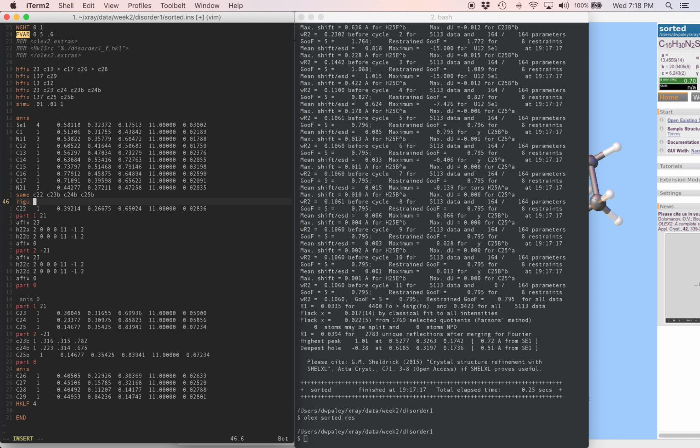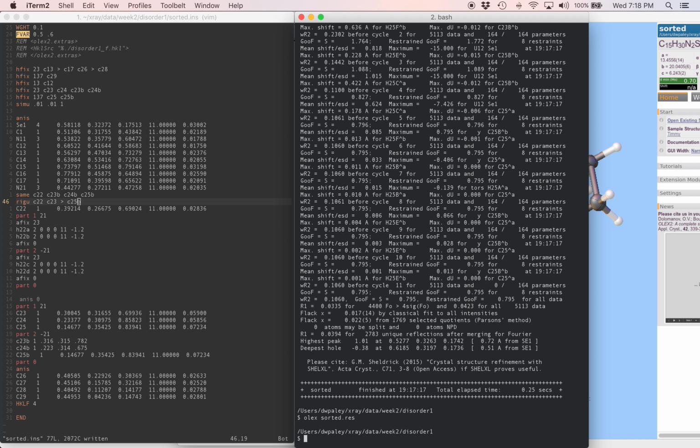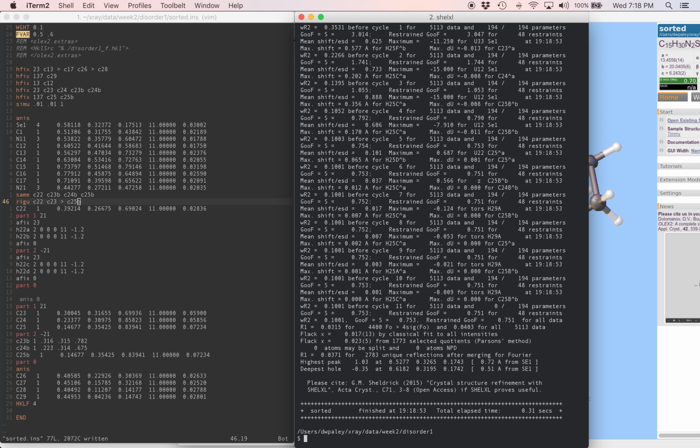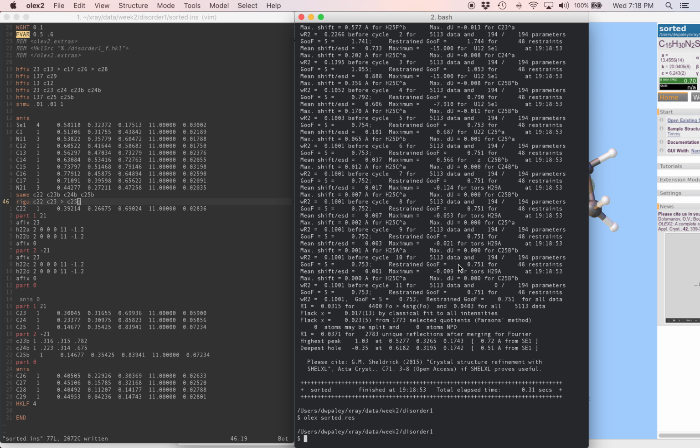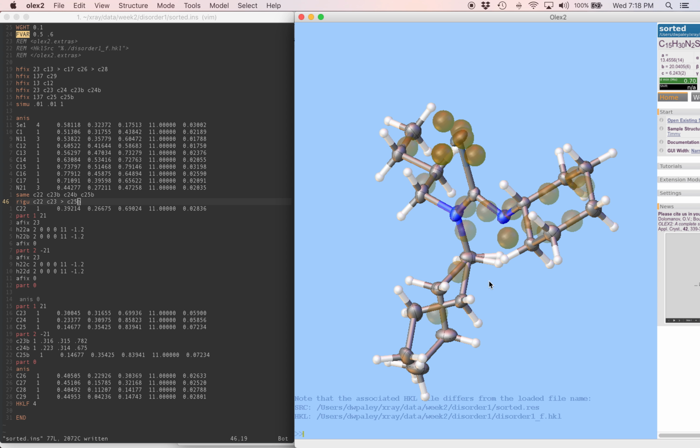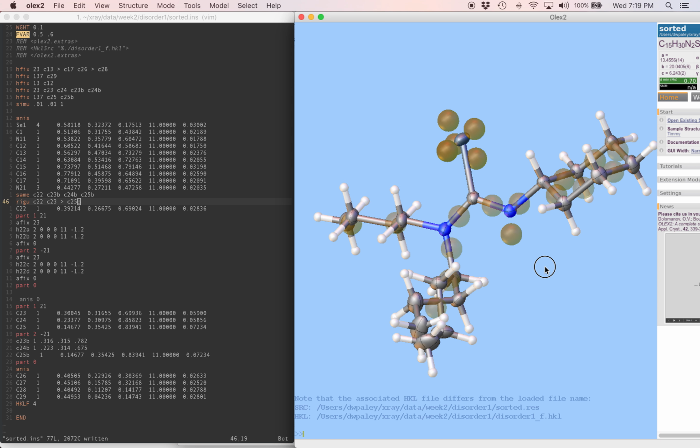So the first ADP restraint to use typically is RIGU because it's chemically justified. And we're going to put that restraint on the last ordered atom and all the disordered atoms, C22 and C23 through C25B. All right, let's run this refinement with everything anisotropic. How are we looking now?